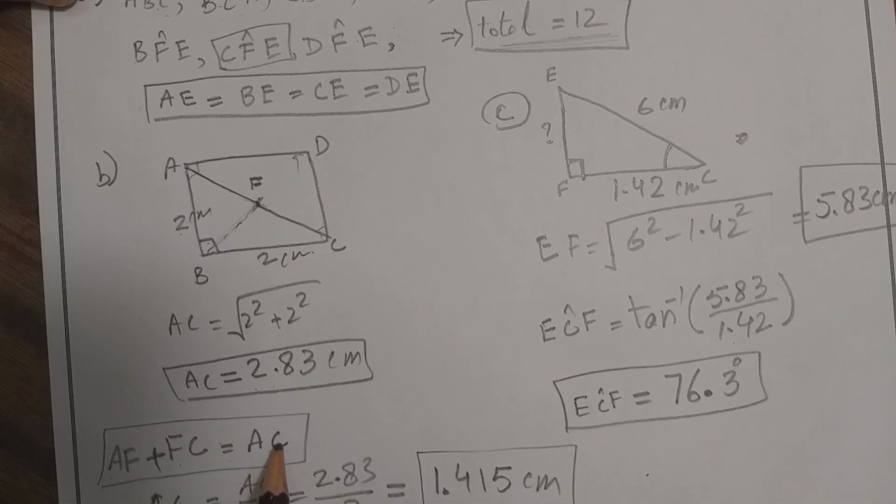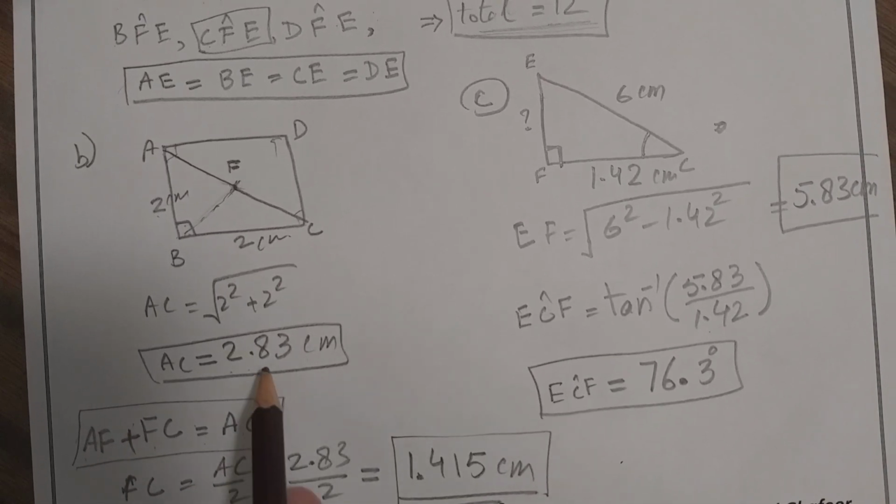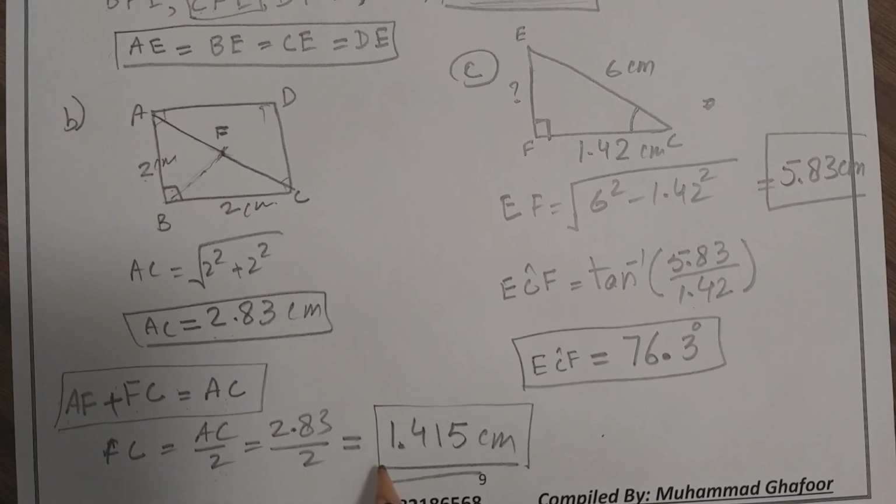So 2 divided by 2, it becomes 1. So each is 1. So AC divided by 2, AC we found here, which is 2.83, divided by 2, it becomes 1.415 centimeter.